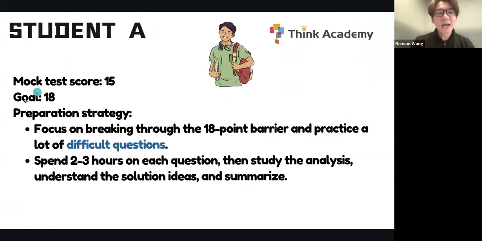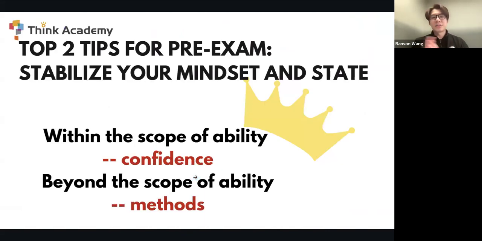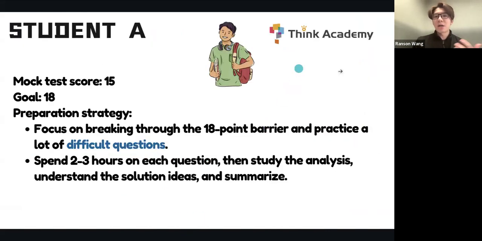Okay, since here we talk about how to stabilize your mindset, I want to give you two examples of my students and how they prioritized their strategy and got pretty different results. Student A's average mock test score is usually around 15. Sometimes he gets 14, but at the high end he can achieve 16 or even 17. His goal for the real exam is to get 18.